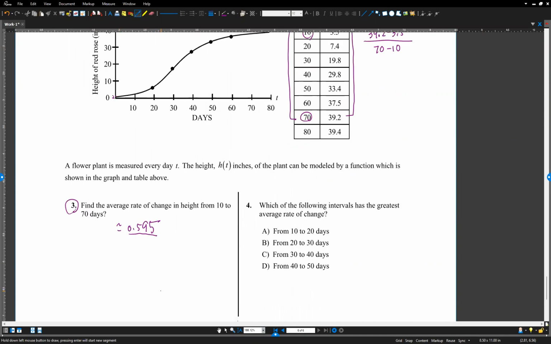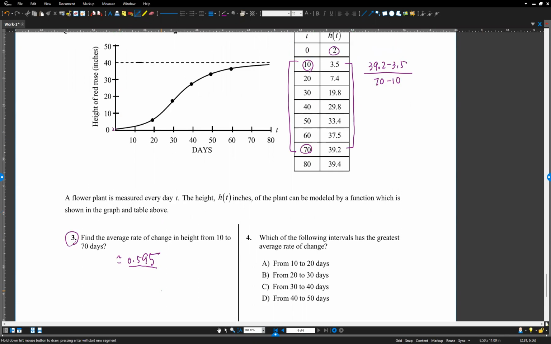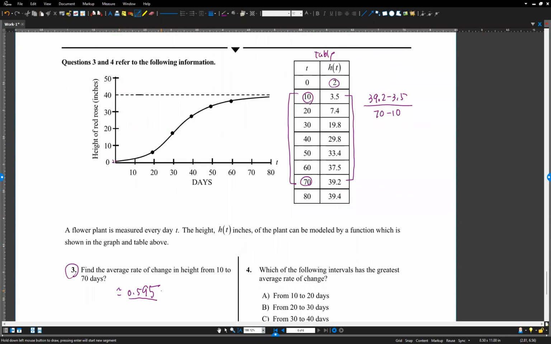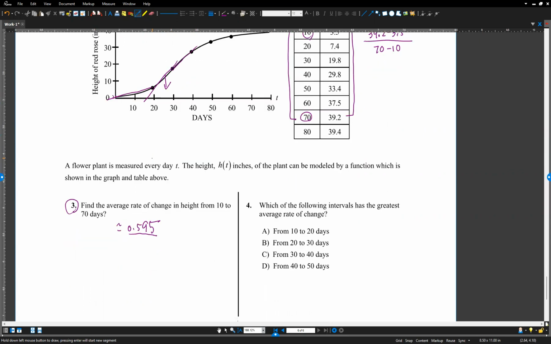The next one is: which of the following intervals has the greatest average rate of change? 10 to 20 from here. Is this the greatest one? No, I don't think so. 20 and 30, that's the greatest one, right? 30 and 40 is getting down. So this portion has the greatest average rate of change, 20 and 30, because the secant line is steeper. That's the steepest line. B is the answer.